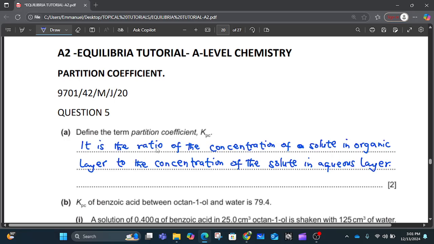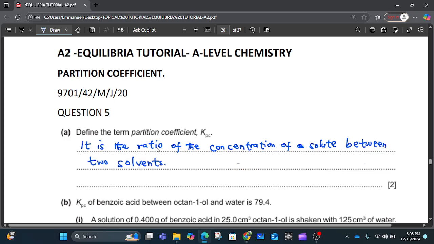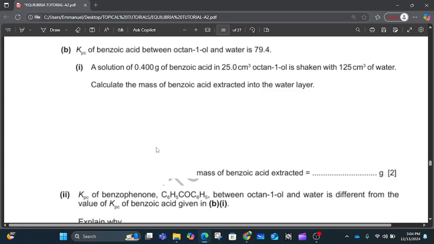It is the ratio of the concentration of a solute in organic layer to the concentration of the solute in aqueous layer. It is also defined as the ratio of the concentration of a solute between two solvents. B. The partition coefficient, KPC, of benzoic acid between octan-1-ol and water is 79.4.